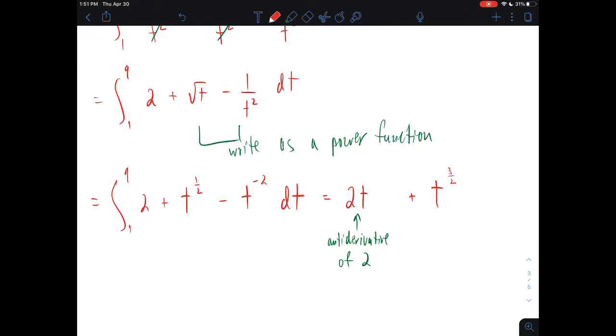And then I have to divide by that new power. So this would mean dividing by 3 over 2. But dividing by the fraction 3 over 2 is the same thing as multiplying by the reciprocal, 2/3. So this is just 2/3 t to the 3/2. And then with my last expression, t to the negative 2, I have to again increase the power by 1. So negative 2 plus 1 is negative 1. And then I have to divide by the new power.